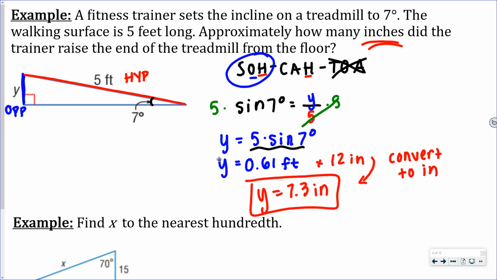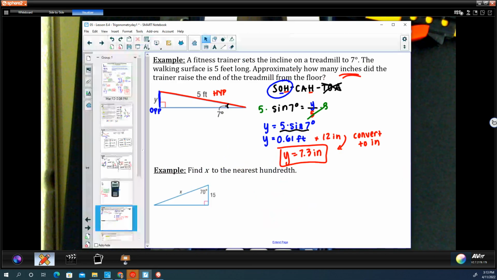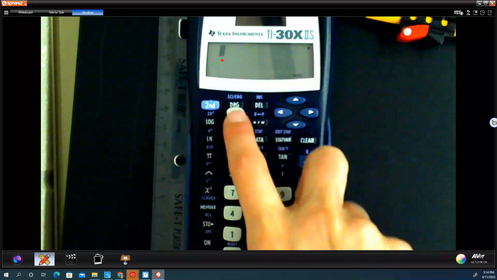Yes, sir. It's in RAD. Okay. Oh, now you're in. There you go. I guess I could show you guys how to do that in case it ever happens to you. If you hit this button, DRG, that means degrees. You can use your arrows. If it ever does get in rad mode, just hit this and tab over to DEG and hit enter. Now it's in degree mode.